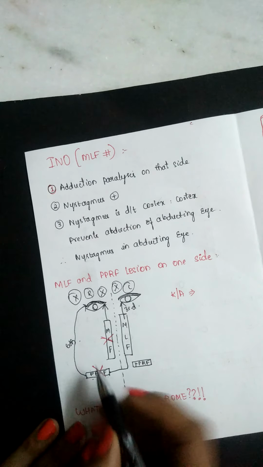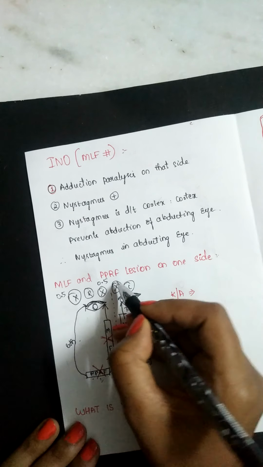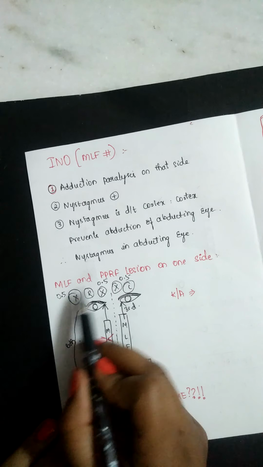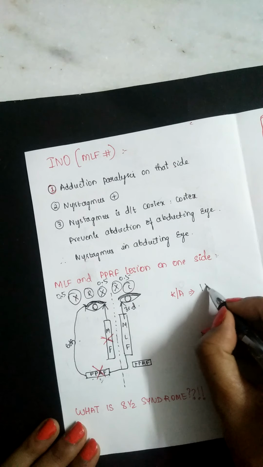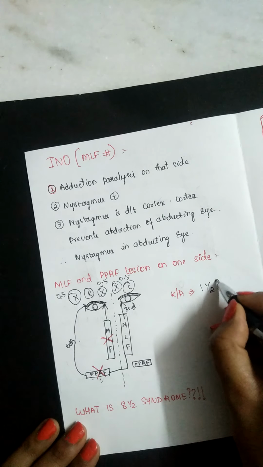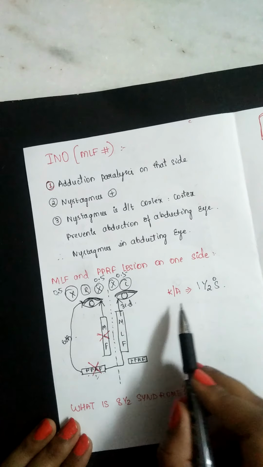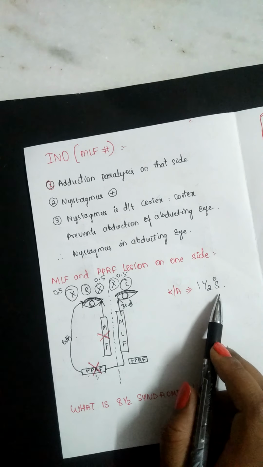So here we lost 0.5. This is 0.5 and this is 0.5. Considering this, there is 1, 0.5, 0.5, 0.5, that is 1.5 is gone. This is known as one-and-a-half syndrome. When MLF and PPRF lesions occur together, this results in what is known as one-and-a-half syndrome.